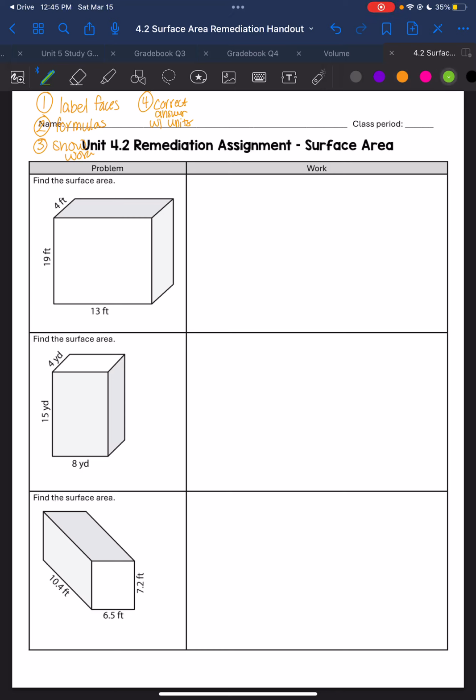So when we're finding surface area, just like volume, just like what we were doing in class, you have to label the faces, you have to write all the formulas you're using, you have to show all of your work, and you have to have the correct answer with units.